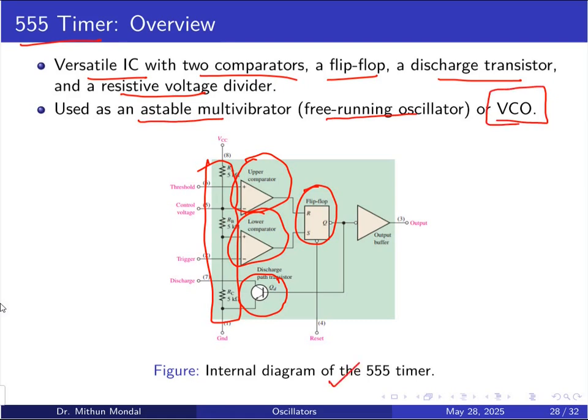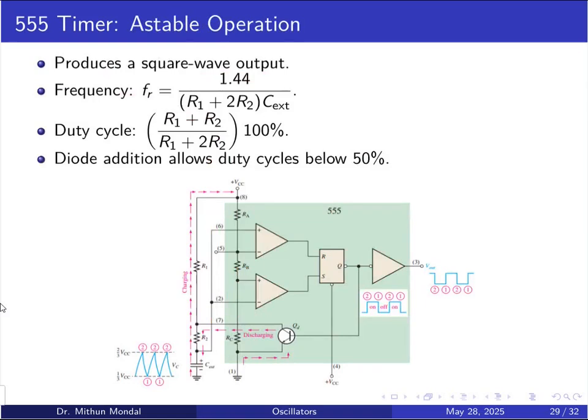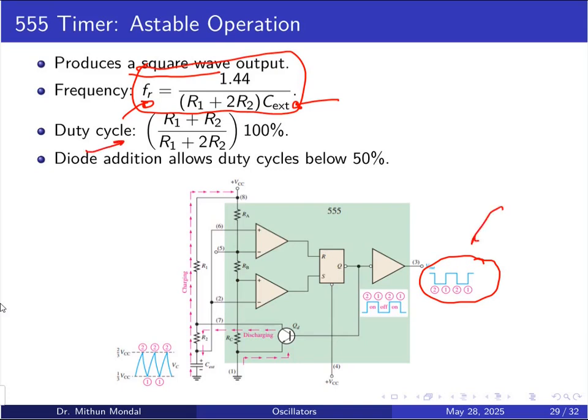So this is the internal diagram of the 555 timer. It will produce a square wave output. So the output that you will be getting from this 555 timer is basically the square wave, and the resonant frequency is given by this formula, which is depending upon the RC combination of R1, R2 and the external C, which is connected in the circuit. The duty cycle of this square wave will be dependent on the resistor's value, and the diode addition allows a duty cycle below 50%. So you can have control over the duty cycle also with respect to the resistor.